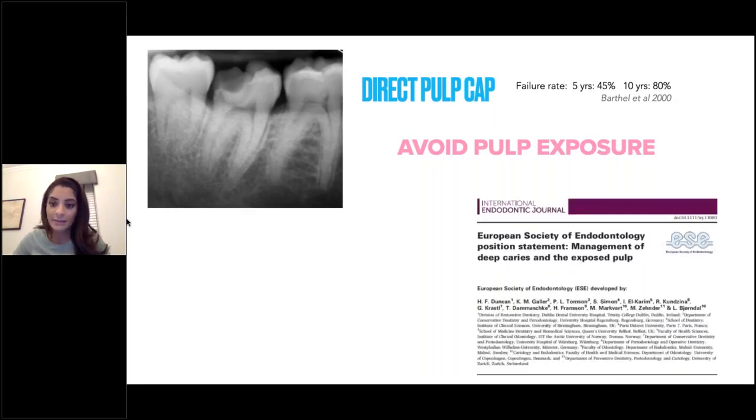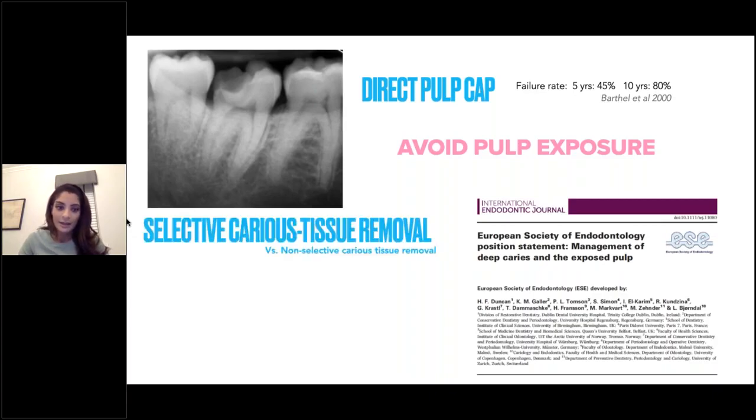This is a really good position statement from the ESE that talked about the management of deep caries and the exposed pulp, and it combines the literature that's there and gives recommendations. So in brief, what it talks about is selective carious tissue removal. What this means is that instead of non-selective carious tissue removal, where we remove everything, in this case we're actually choosing where to remove the caries. So we remove it in the peripheral aspect of the tooth, especially where the CEJ is, along the margins of our restoration. But we might want to leave slightly softer or firm dentine over the pulp.